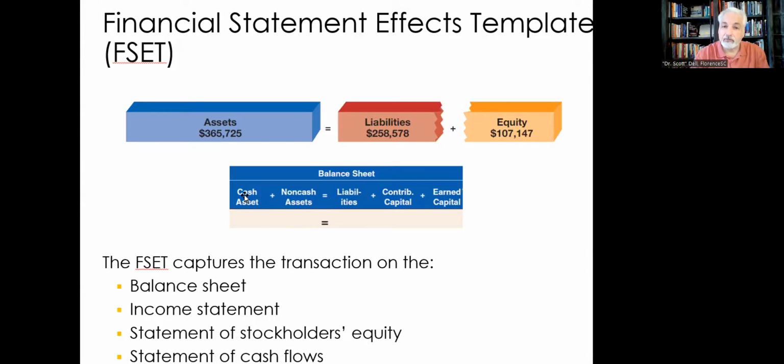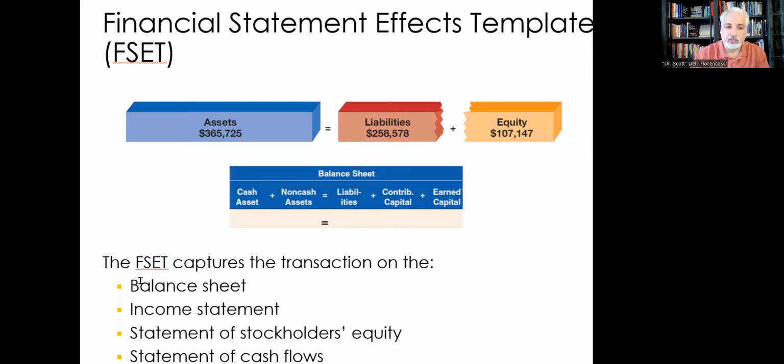Nice way to break it down. Cash assets is cash. Non-cash is receivables, any type of other equipment, any type of inventory. We've got liabilities, contributed capital, and earned capital. Contributed is when the investors write a check, put 10,000 into the business, put 5,000. We sell stock. That's cool. Earned capital is from our sales, our revenues less expenses from our operations, and that ends up in retained earnings.